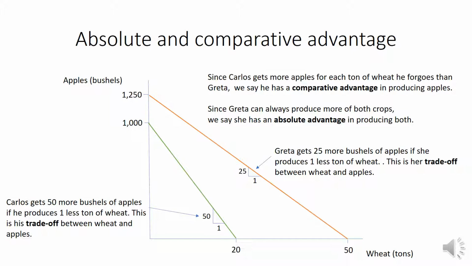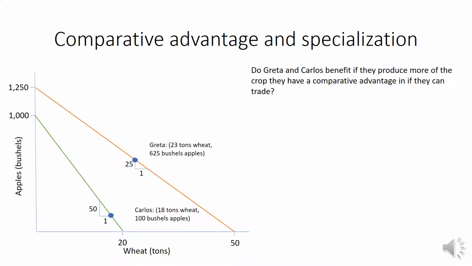How does that work? Let's look at it in a more detailed and specific way. Let's suppose that initially Greta and Carlos have chosen to produce at the blue dots here. This blue dot for Greta represents about 23 tons of wheat and 625 bushels of apples. Carlos's blue dot represents 18 tons of wheat and 100 bushels of apples. And so we're going to do a thought experiment.